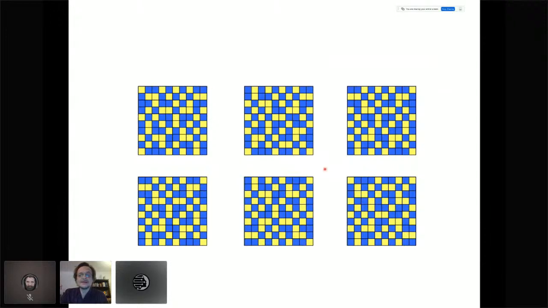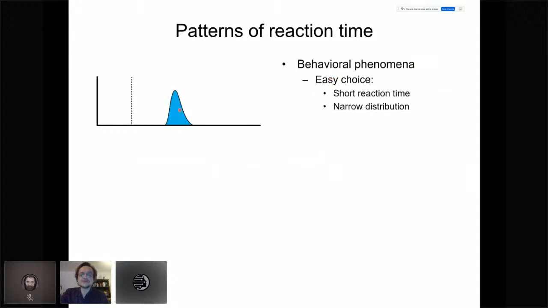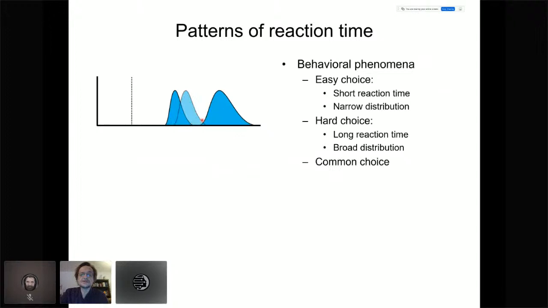I'm guessing that you started catching on to that at some point, and your responses were getting faster. So your response here was probably much faster than here. These are some of the trends that are always seen in these kinds of tasks when you do them many times or across a large group. When the choice is easy, the reaction time tends to be short, with a relatively narrow distribution across trials or subjects. When the choice is hard, the reaction times are longer, with a broader distribution. But if a hard choice is made common, then it's again faster and narrower.